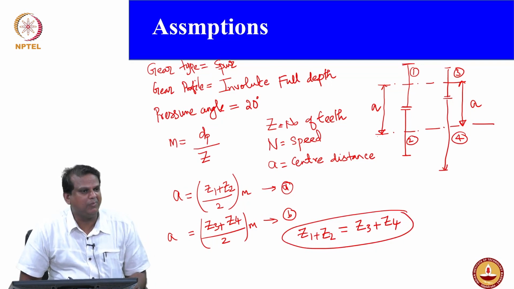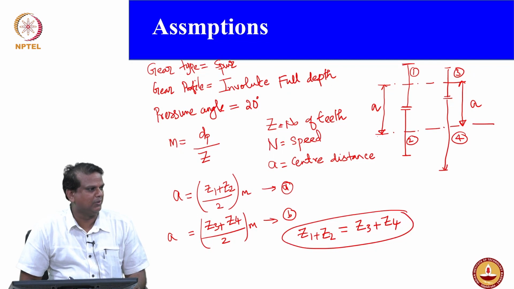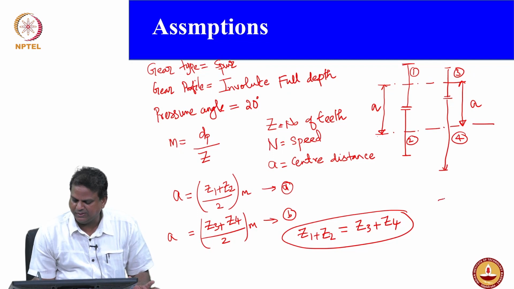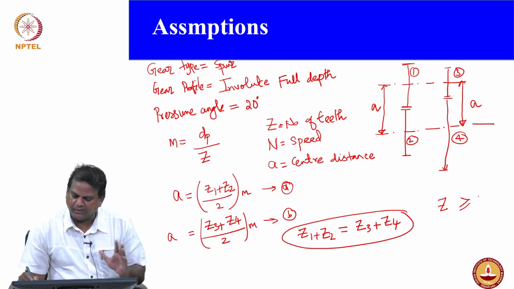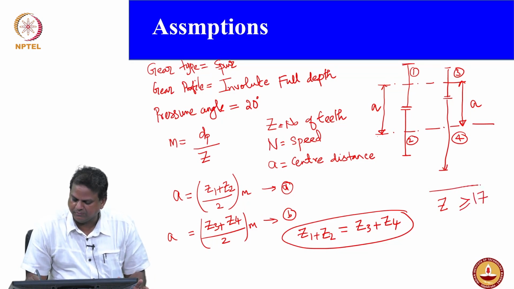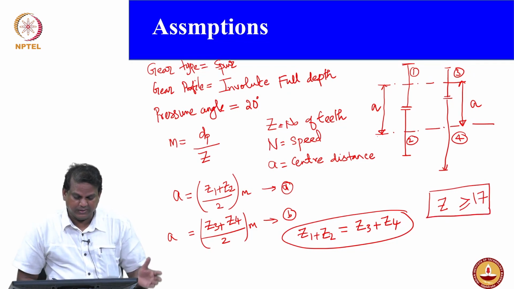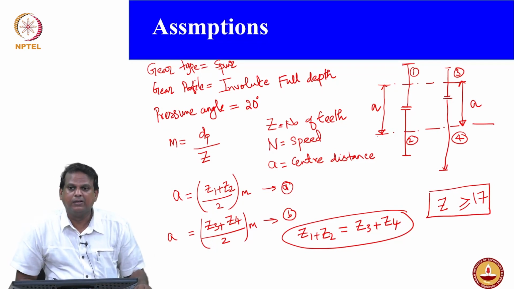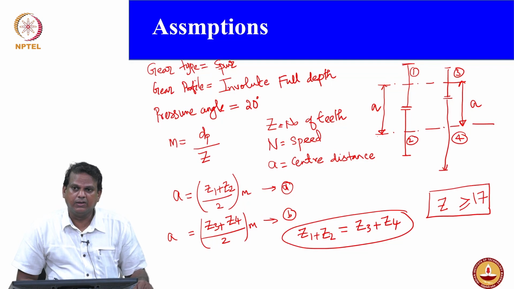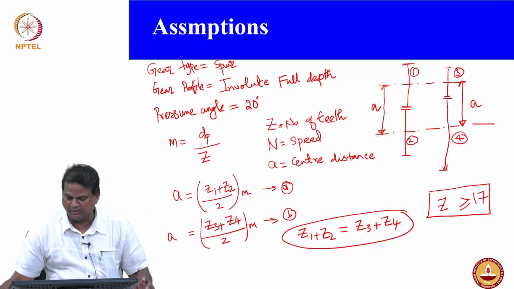One more piece of information: whenever we do the gearbox, we always start with a minimum number of teeth, to avoid interference and undercutting. So the number of teeth should be greater than or equal to 17. This is the way we have to start. So, these are the assumptions. As we go on, I will introduce other parameters and information. Let us move on to solving the problem.